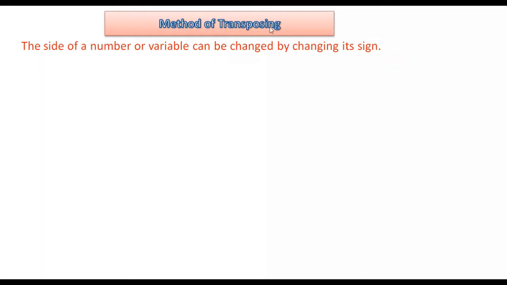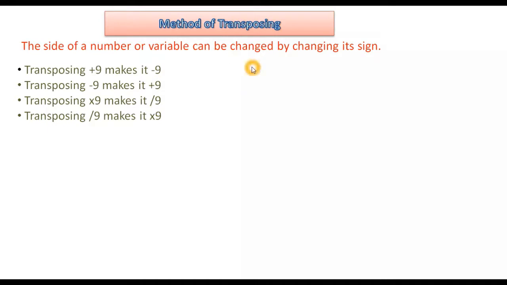Now what is this method of transposing? To transpose something means to transfer something, to change the position of something. Here what we do in this method is that the side of a number or the side of a variable can be changed by changing its sign. That means if you are having any number or any variable on one side, you can change its side. You can take the number from left hand side to right hand side. You can take the number from right hand side to left hand side. But when you are changing the sides of numbers and variables, you have to change their signs also.